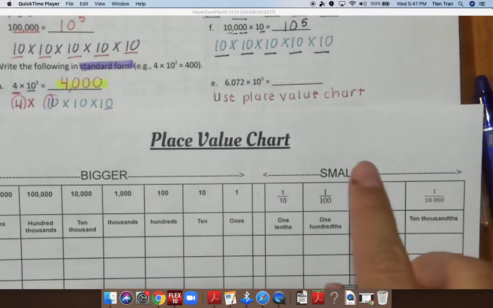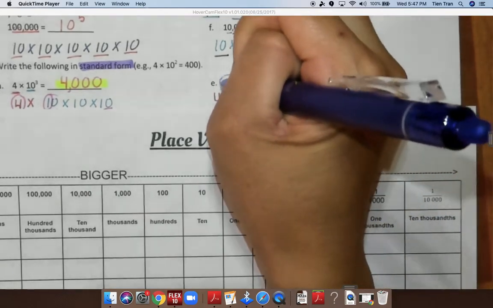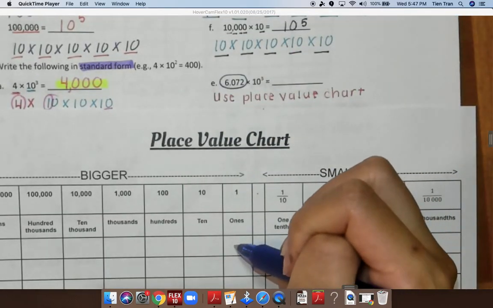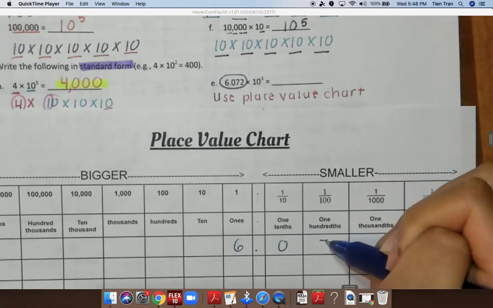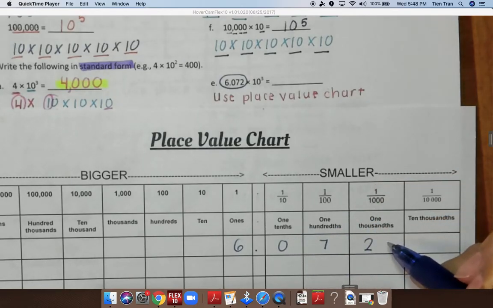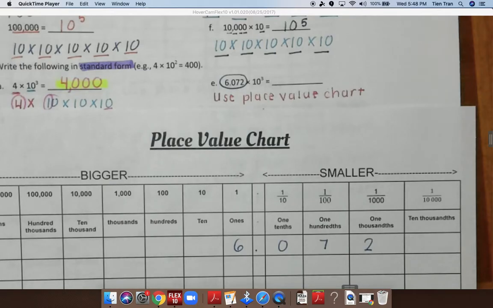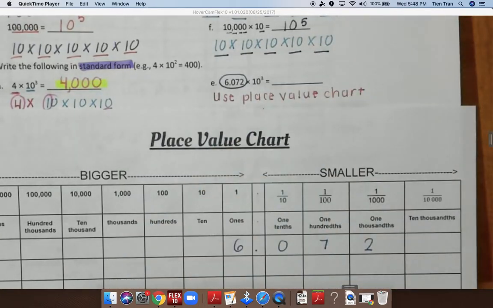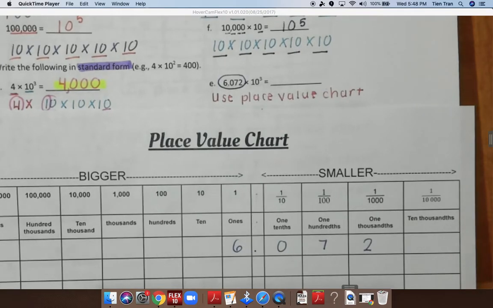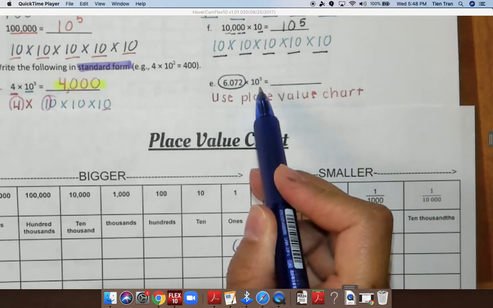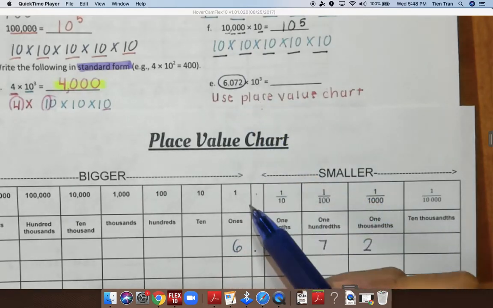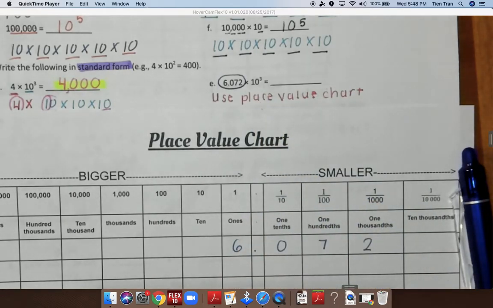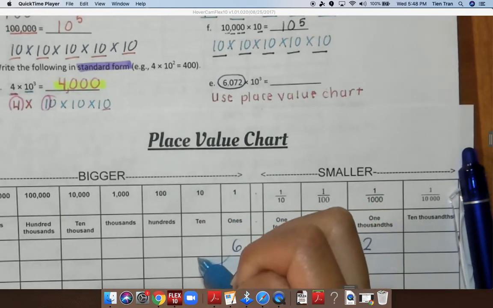So the first number I have here is 6,000. Oh, not 6,000. Sorry, 6.072 or 6 and 72 thousandths. Okay, so I put my number there, and then it says times 10 to the power of 3. Remember, 10 to the power of 3 means that I need to move my number over 3 times, and I'm multiplying. So that means that I need to move it over 3 times to the left because I'm multiplying times 10. So I'm going to go 1, 2, 3.